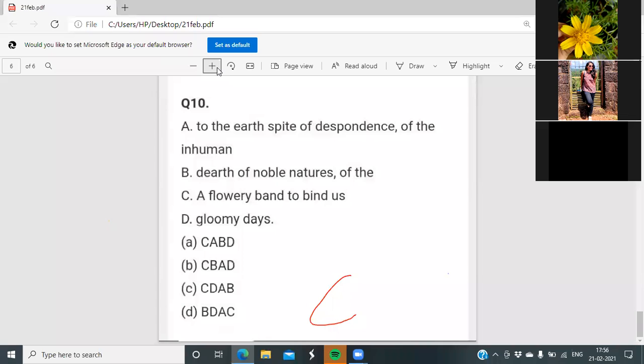Okay. Fine. The 10th question. Thank you so much, Ravindra. So here, now, I don't want anyone to be in a hurry, please. I want everyone to answer it very wisely, please. So, to the earth, spite of despondence, of the inhuman, dearth of the noble natures, of a flowery band to bind us, gloomy days.